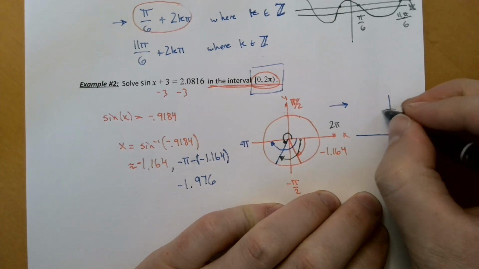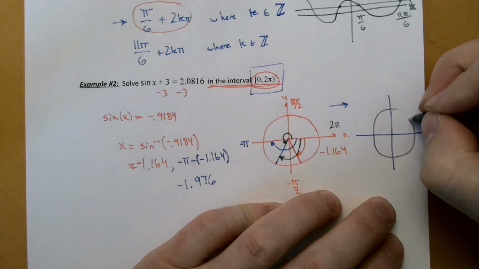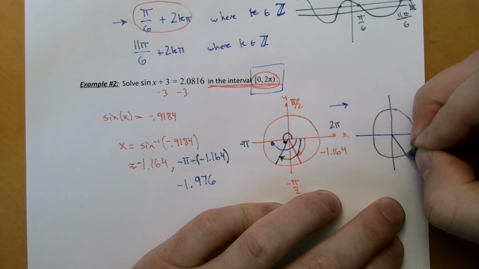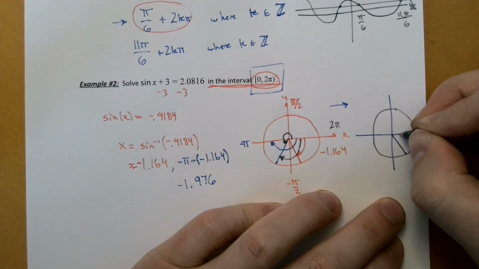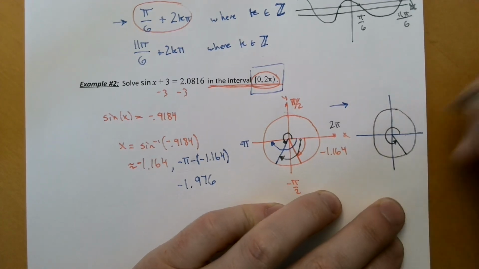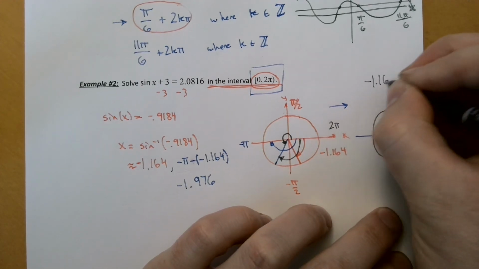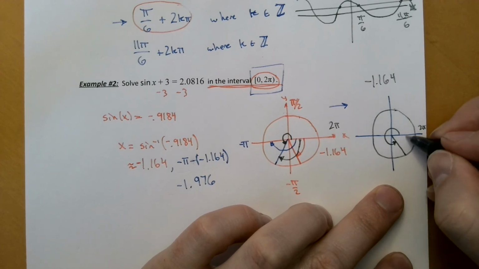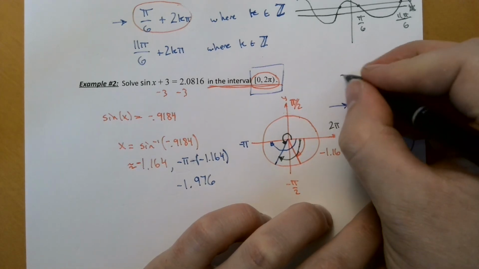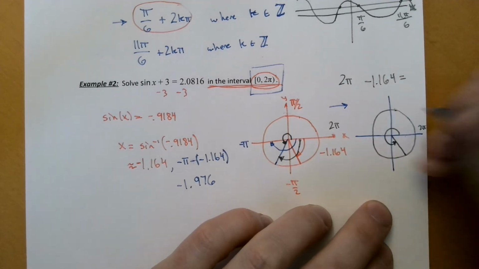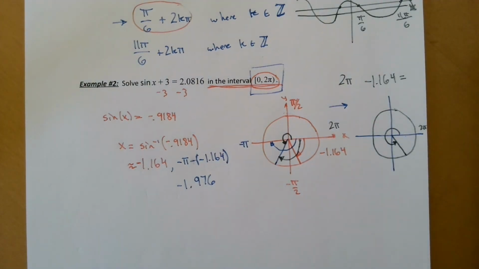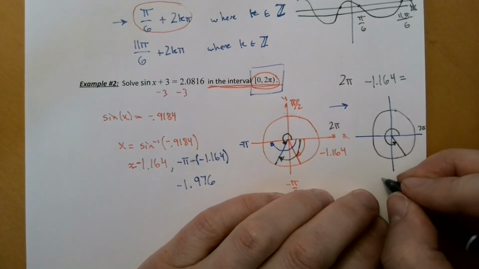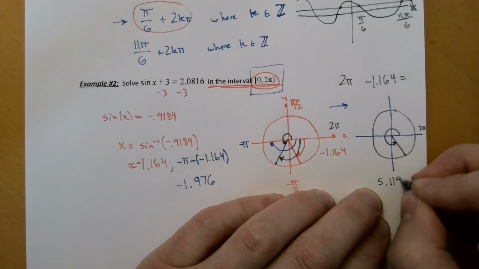So the way we do that, I'm going to redraw this because I just made a wreck of everything. Here's that first one, which was measured this way. I want to measure it this way. So this is the negative 1.164. If I want to get it in terms of 2 pi, I've got this much as negative. If I subtract that from 2 pi, I will get the value in this direction. So 2 times pi minus 1.164, and I'm going to get that angle measure in radians is 5.119.